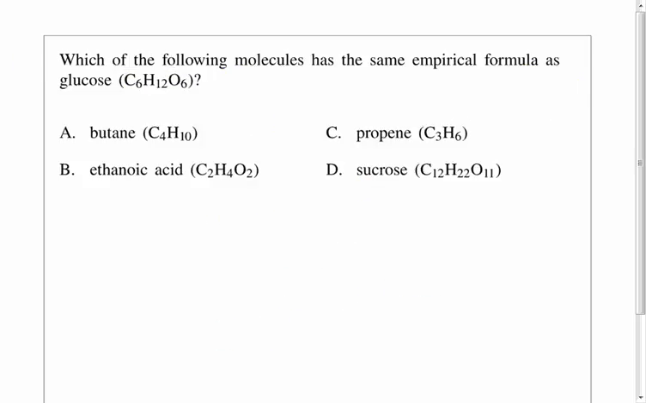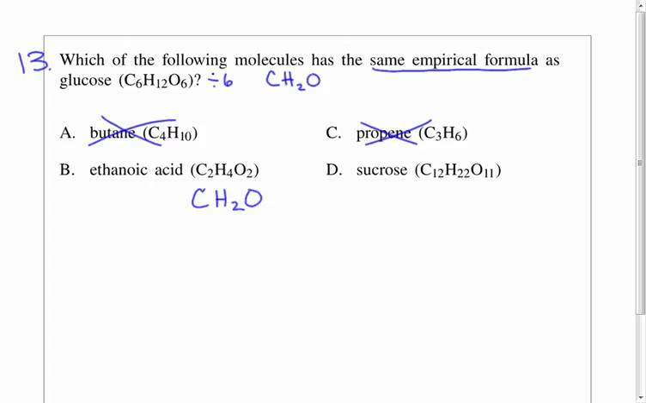Okay, number 13, we want to determine which of these choices would have the same empirical formula as glucose. So we divide each one of these by 6. So our empirical formula is CH2O. So we have to find which one would match. Choice A does not even have oxygen. It's not right. Choice C does not have oxygen. Cannot be right. So we just have B and D. We could divide 2 into each one of these, and we would be left with CH2O. It matches. So it would be answer B.